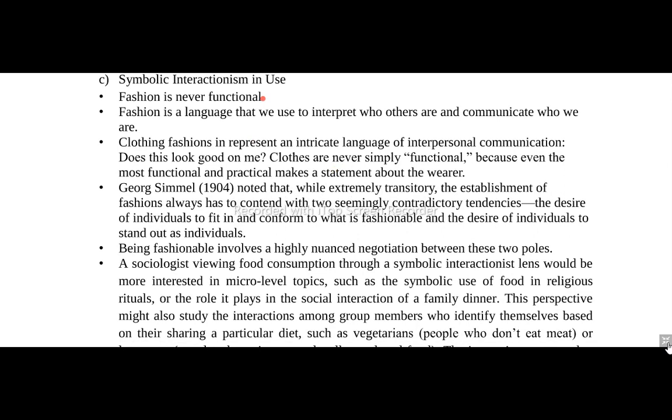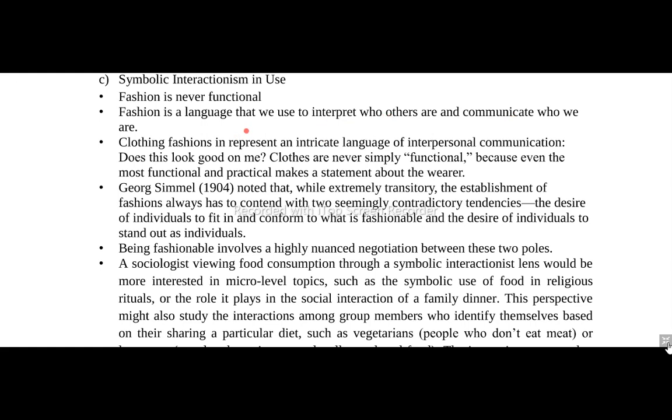Do they have a meaning? Why do you choose a certain design of a dress and not another? What do you want to communicate with others? Fashion is a language that we use to interpret who others are and communicate who we are.